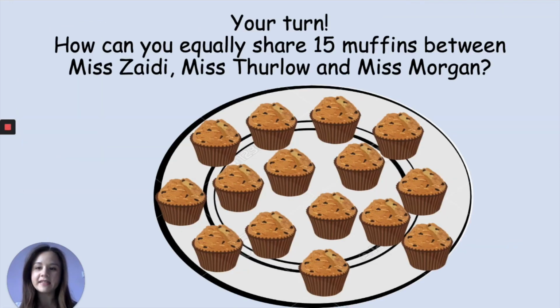Now it is your turn. How can you equally share 15 muffins between Miss Zadie, Miss Thurlow and Miss Morgan? Now here's a tip. You need 3 plates. Pause the video to complete this activity.